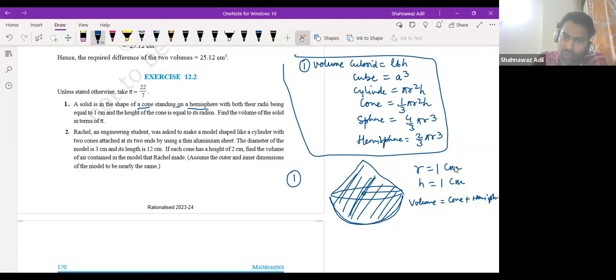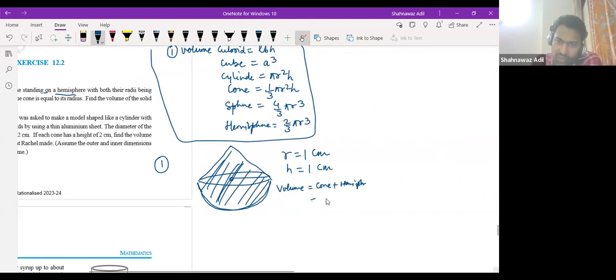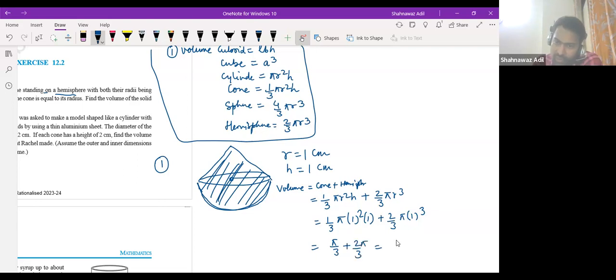Yes, sir. Cone is 1 by 3 pi r square h, and hemisphere is 2 by 3 pi r cube. All the values are 1. This is 1 square, that is 1, so that is 1 by 3 pi, and this is 2 by 3 pi 1 cube. So the answer is pi plus 2 pi, 3 pi by 3, so pi centimeter cube. Yeah, absolutely correct. So this is the answer.